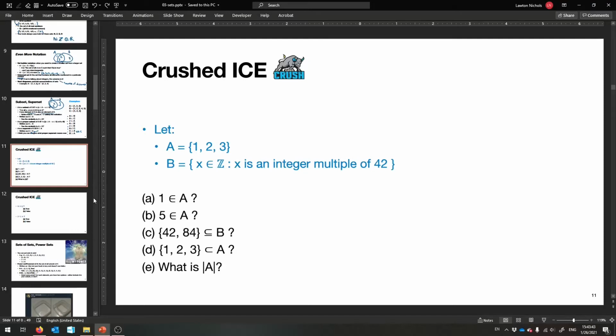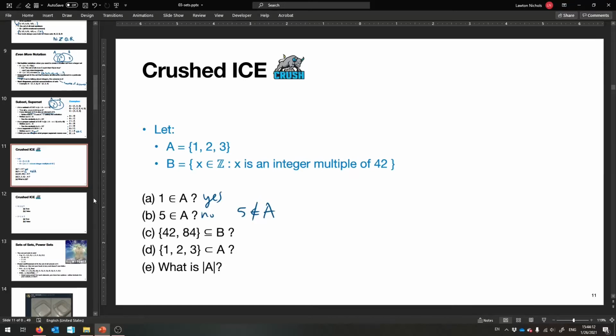So the first question, A, is 1 an element of the set A? So the set A is 1, 2, 3. Yeah, 1's right there. Yes, it is. Similarly, is 5 in A? No, there is just 1, 2, and 3 in A. I don't see a 5, so the answer is no. And we could be explicit and say 5 is not, with a little slash through it like that. 5 is not in A. That's prettier. 5 is not in A.